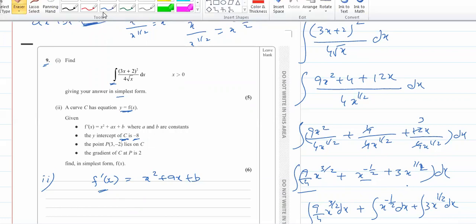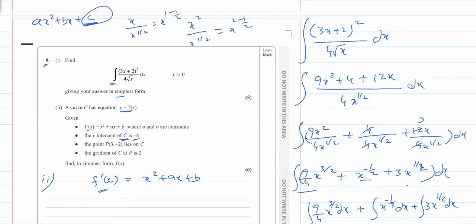How can I find the curve when I have the first derivative? We need to integrate, because f of x is the curve. Always remember, y is equal to f of x is the curve. So I need to find f of x. So for that I will integrate it first. Integrate the first derivative, you will get the curve.